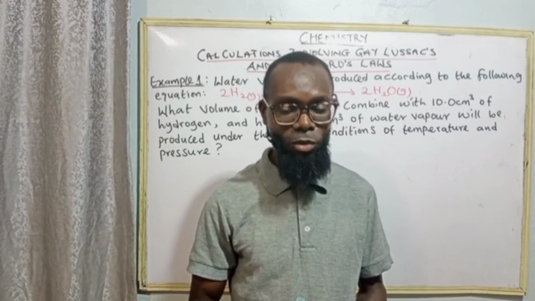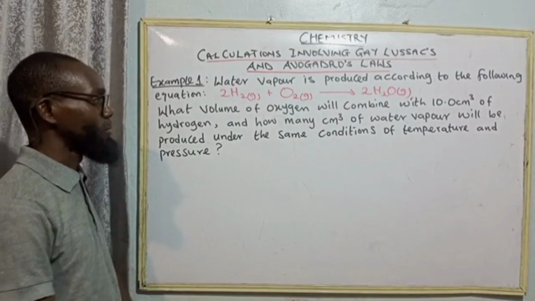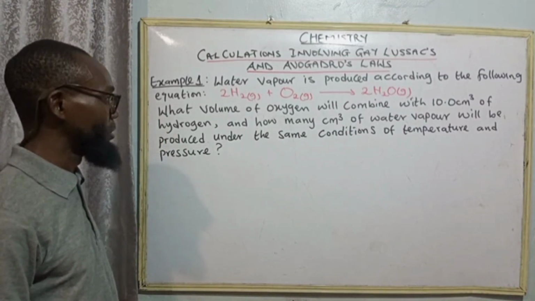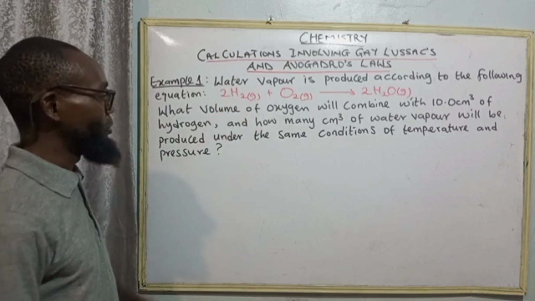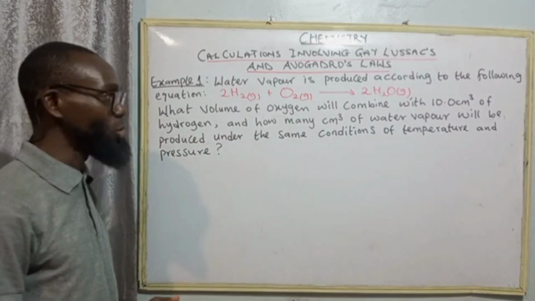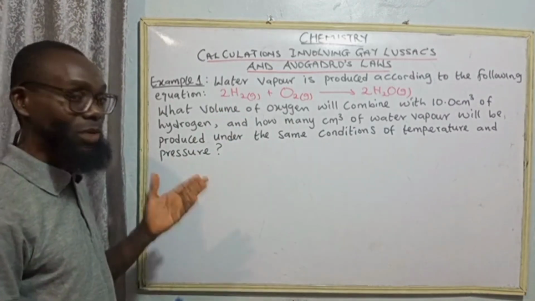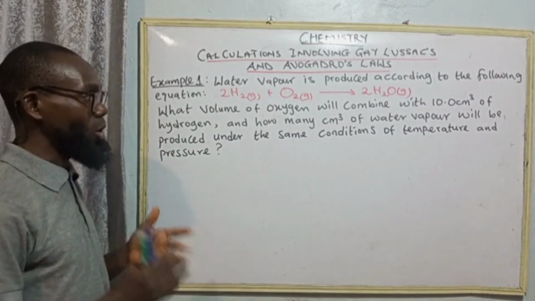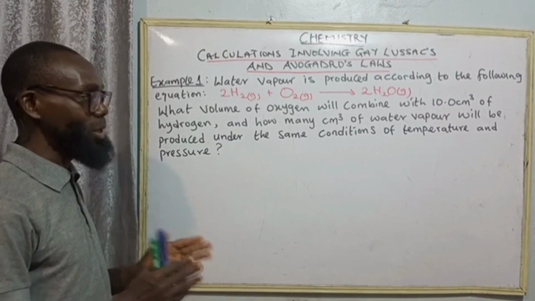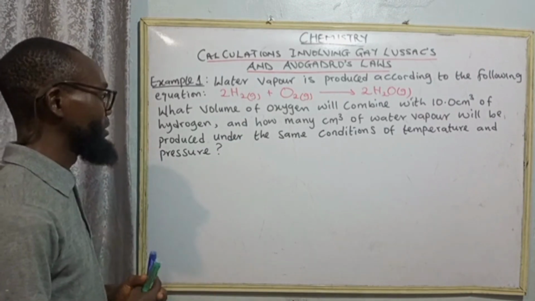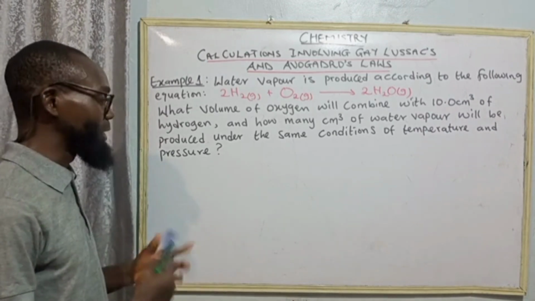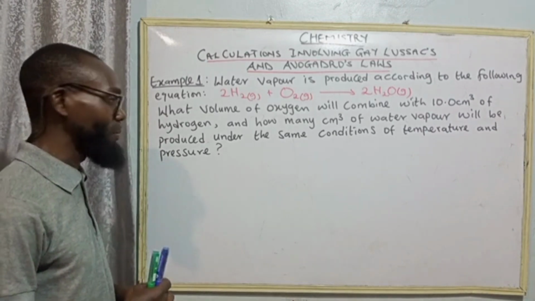So, let's move on. Example 1. Water vapor is produced according to the following equation. Hydrogen reacting with oxygen to give water, that's water vapor as a gas. What volume of oxygen will combine with 10.0 centimeter cube of hydrogen, and how many centimeter cube of water vapor will be produced under the same conditions of temperature and pressure?